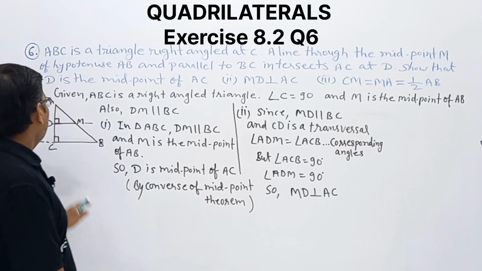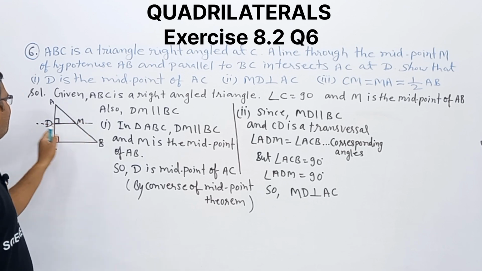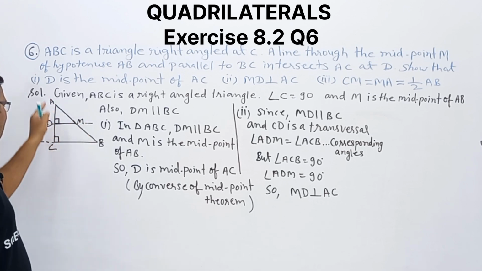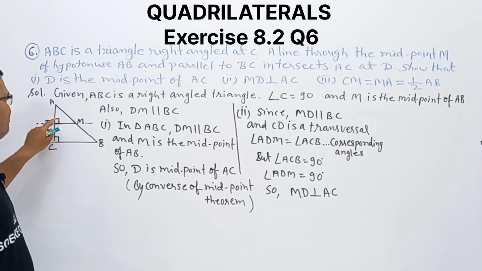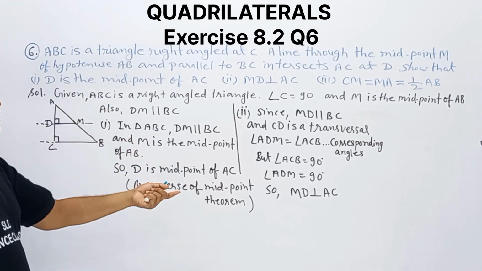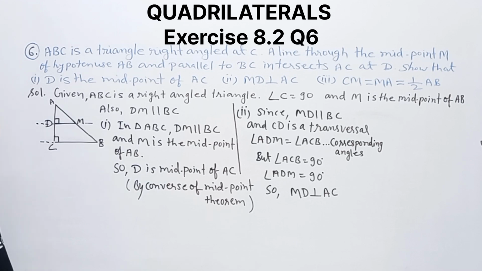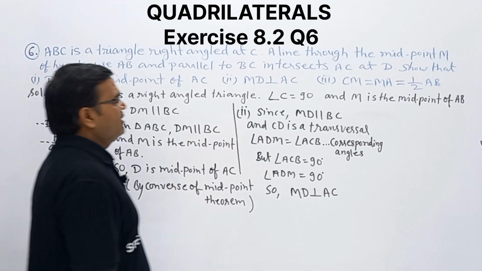Observe, in the question we are having MD parallel to BC and this one is a transversal. Then this angle equals this one. Why? Because corresponding angles are equal. So this is 90, so this will be 90. It means this is perpendicular to this one. This we wanted to show in the second one, we proved. Clear? Now third one and last one.